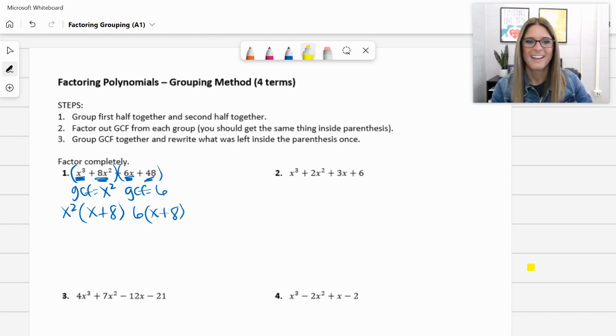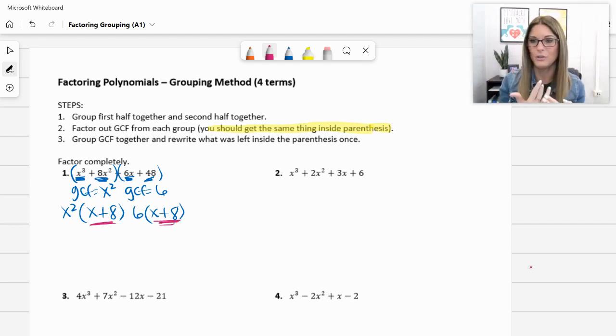All right. This says that you should get the same thing in the parentheses when you factor. Do you see that? We got an x plus 8 and an x plus 8. This is a clue that you are on the right track. If ever you work through this process of grouping and in your parentheses it's not the same thing, that's a clue that you've messed up along the way. So always look for your parentheses to match.